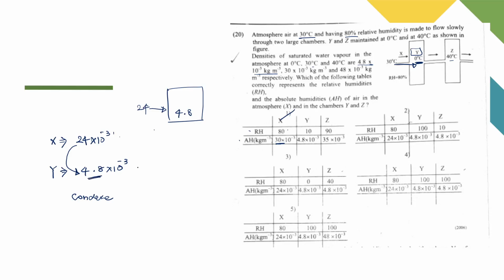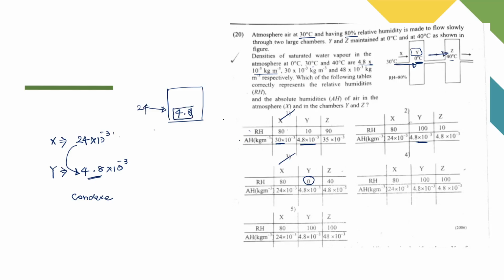So now what will be the current AH in Y? That is 4.8, and that is the current amount. And what is the maximum amount we can have? That is also 4.8. That means it is 100%. So we can cancel the third answer, which says 0. Others stay valid. Now, how much do we have in air going from Y to Z? Only 4.8.